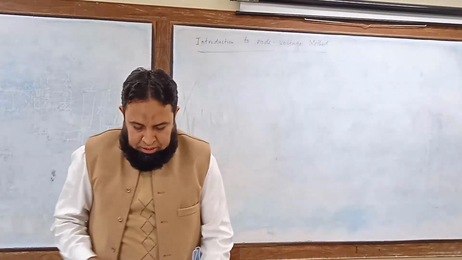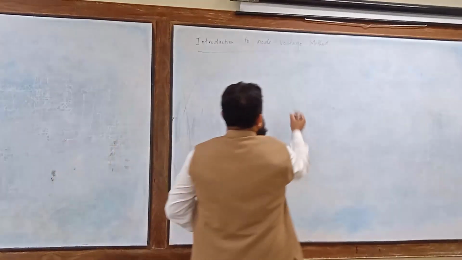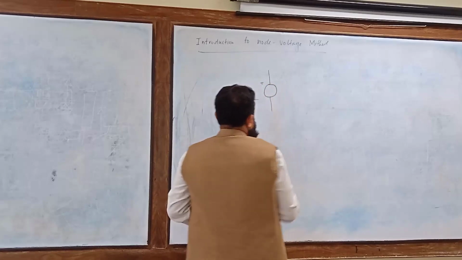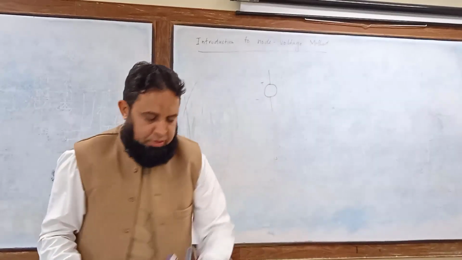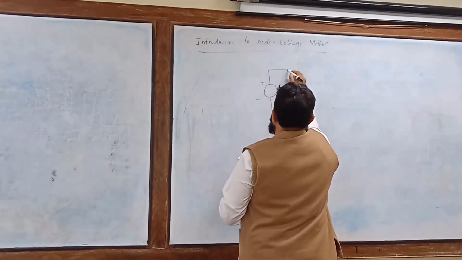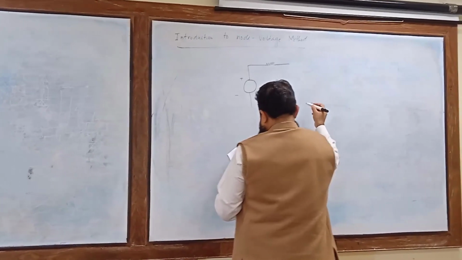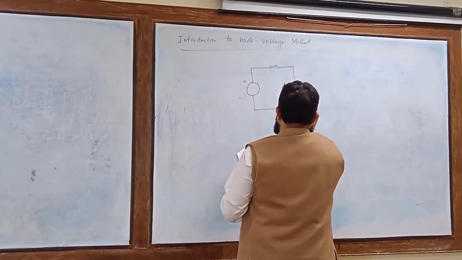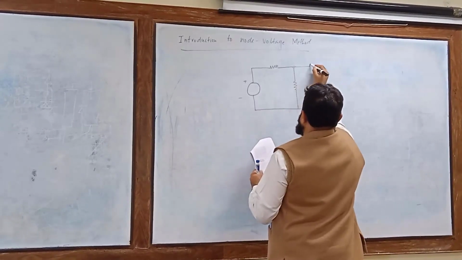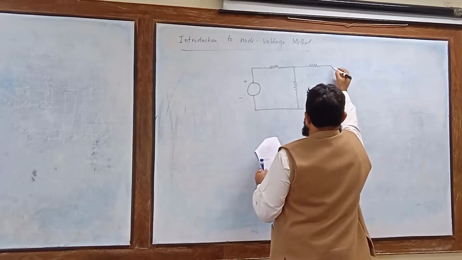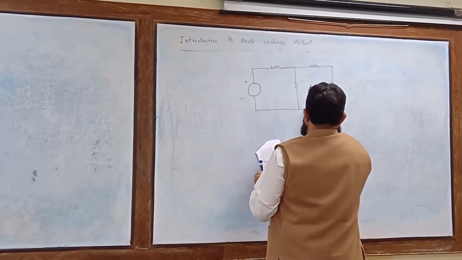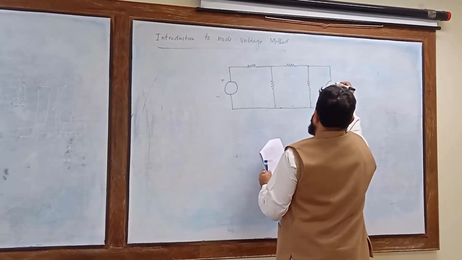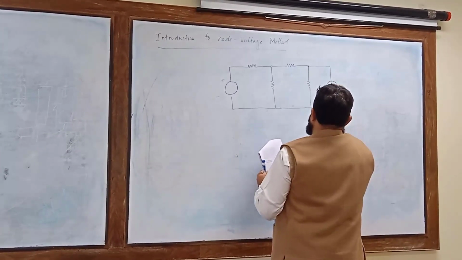So let's consider a simple circuit. We have a voltage source, a resistance is connected, another resistance is connected here, and we have another resistance. And finally we have a current source.